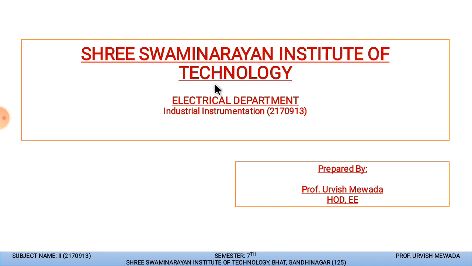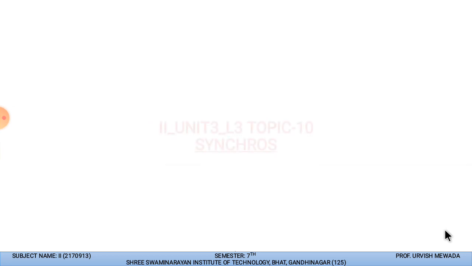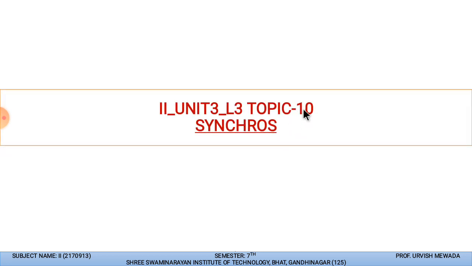I am the subject matter expert of the Industrial Instrumentation subject, which is in the 7th semester Electrical, and the GTU subject code for this subject is 2170913. Students, we are currently discussing chapter number 3, Displacement Measurement. In Displacement Measurement, today we are on topic number 10 and lecture number 3.